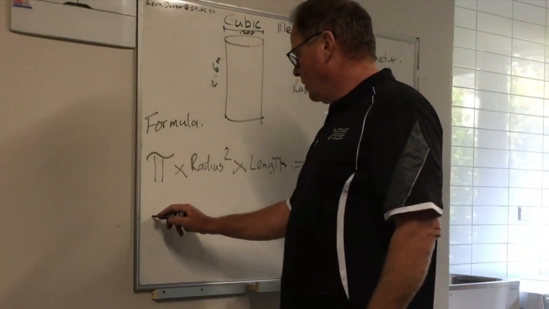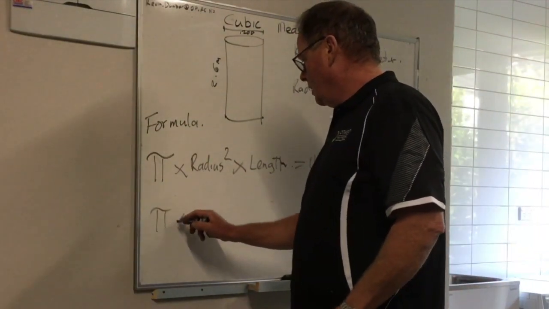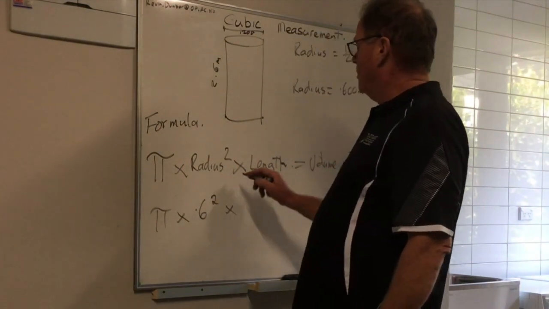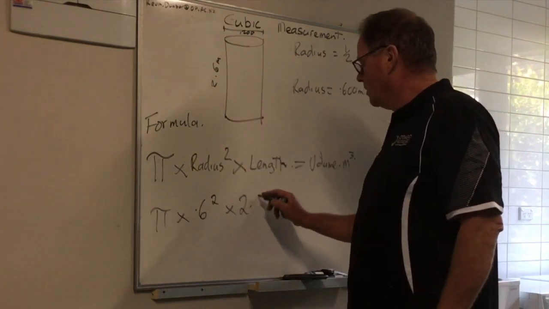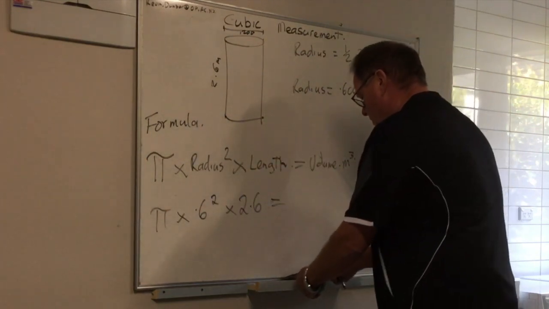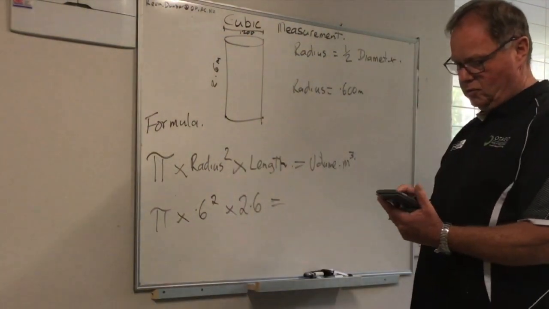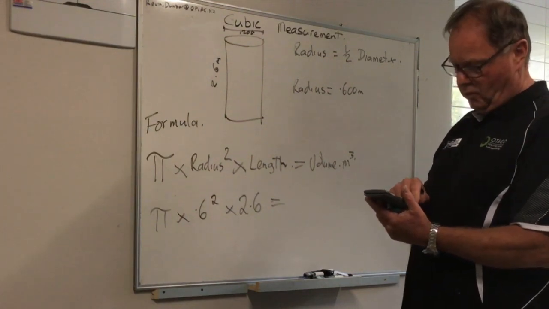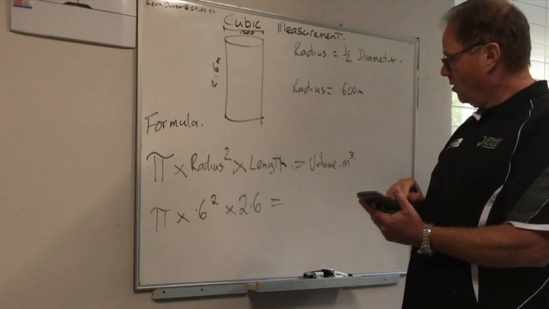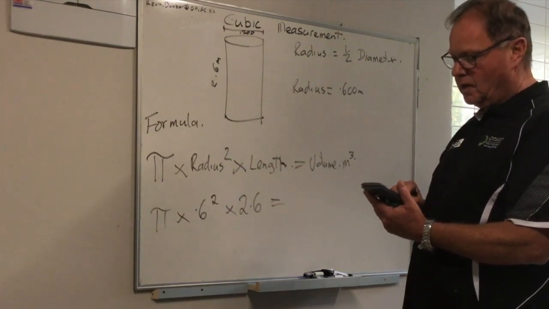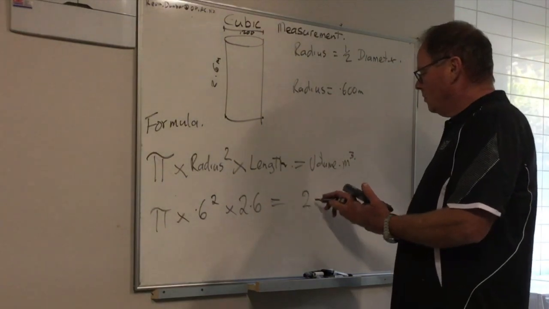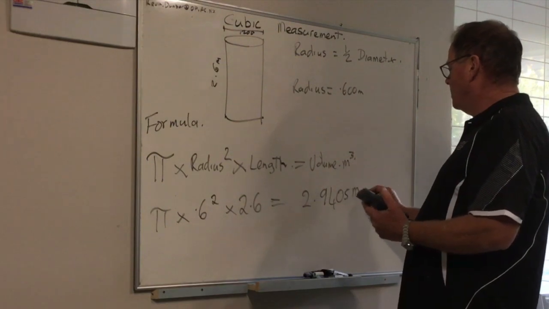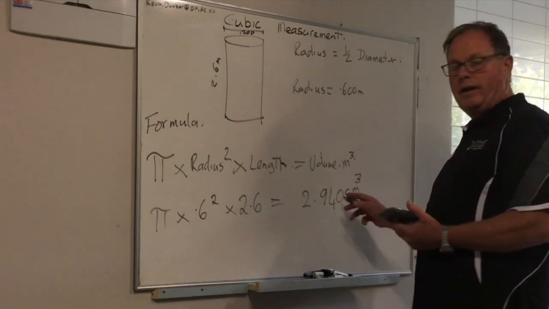So we punch into our computer or our calculator pi times 0.6 squared times our length, 2.6, equals. There we go. Now, fortunately, I've got a shift. Pi times 0.6 squared times 2.6 equals 2.9405 cubic metres. Now there's your answer.